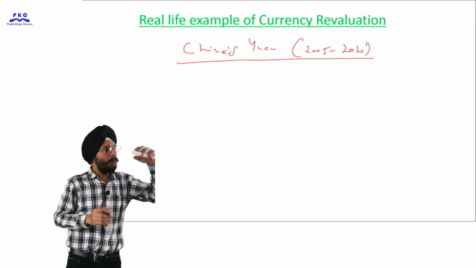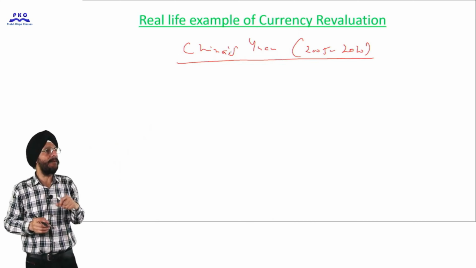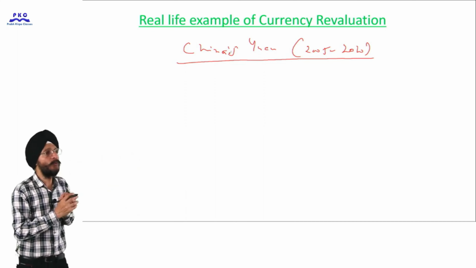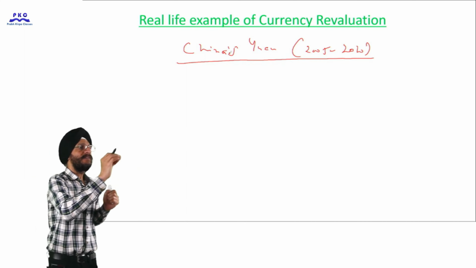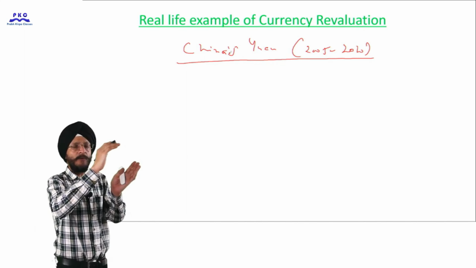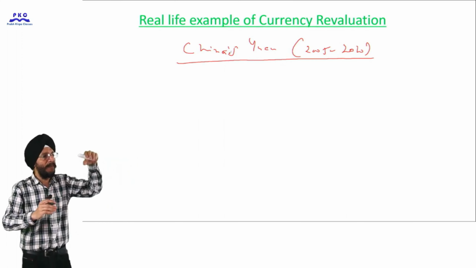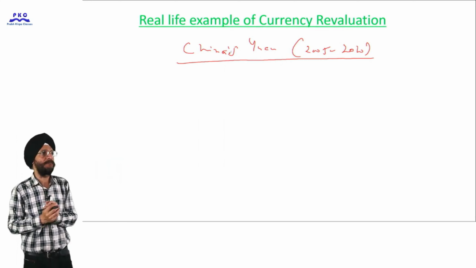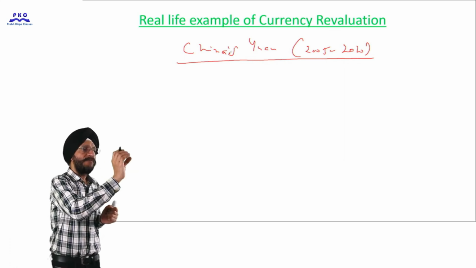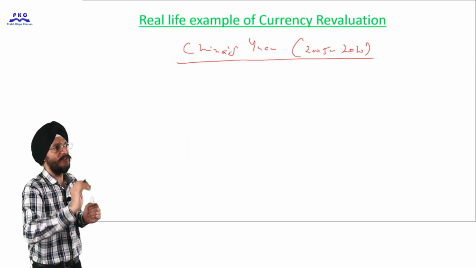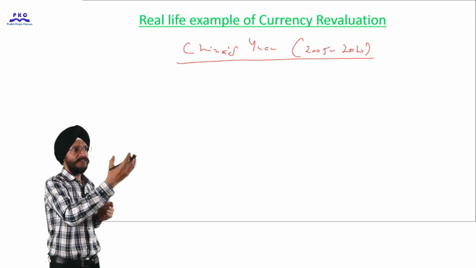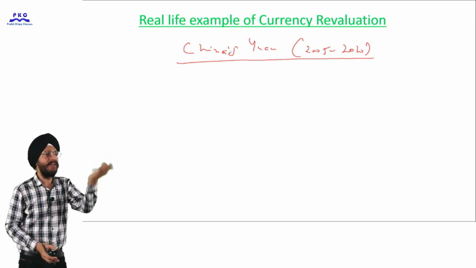Then, facing the pressure from the US and other trading countries, because China was having a very big trade surplus, the Chinese government in 2005 abandoned the policy of pegging its yuan against the US dollar. So when it abandoned the policy of pegging yuan against the US dollar, then the currency of China was revalued.